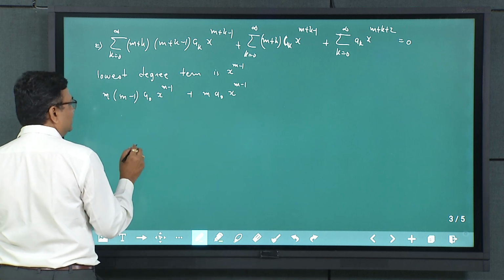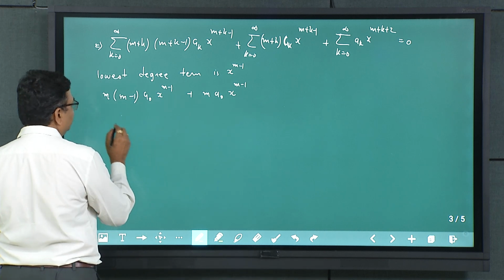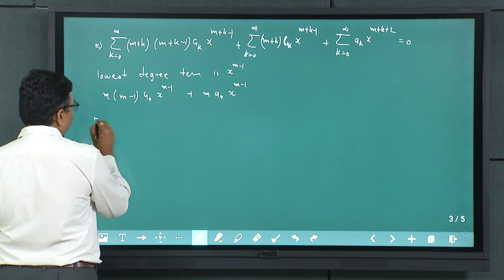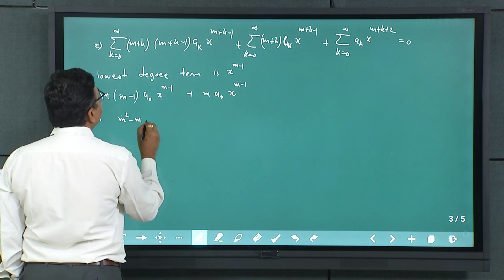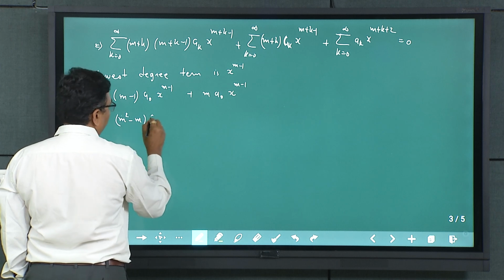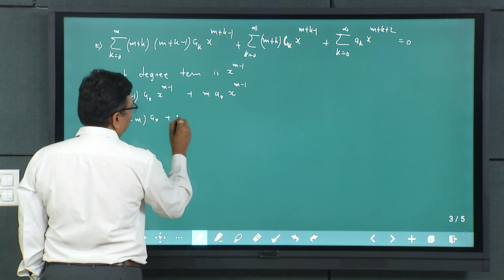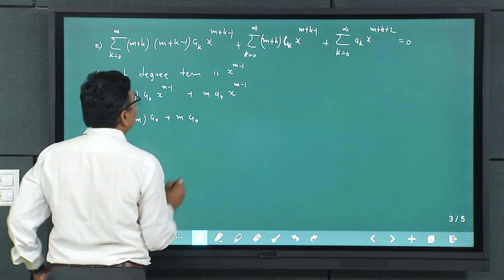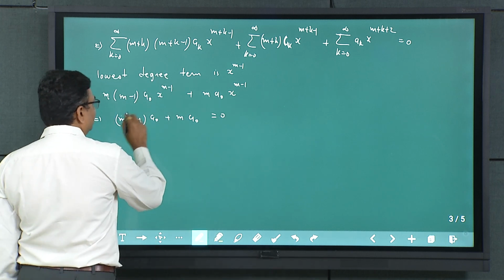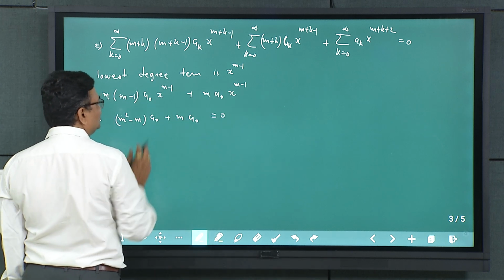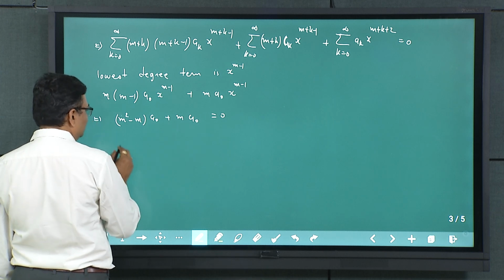So take the coefficient of the lowest degree term equal to 0. So this implies m square minus m into a0 plus m into a0, this is equal to 0, right? So we compare the coefficient of x raised to m minus 1, that is equal to 0.